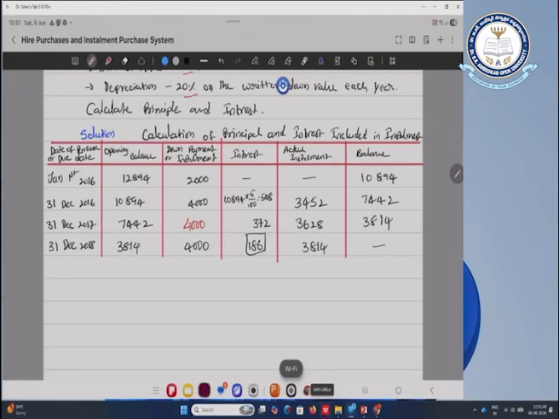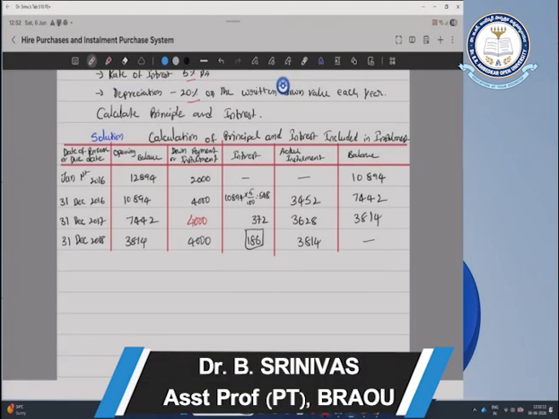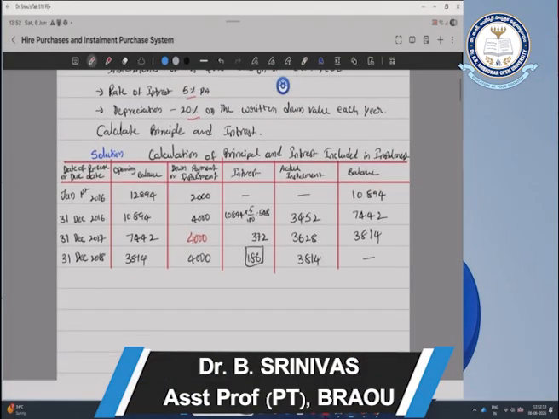When they give this type of problem, you have to prepare the analysis table. How to prepare that? In this table generally 6 columns are involved: first date of purchase, then opening balance, down payment or installment, then interest, then actual installment, which means excluding interest, and next the balance of amount. From this information, we have to prepare this analysis table first.